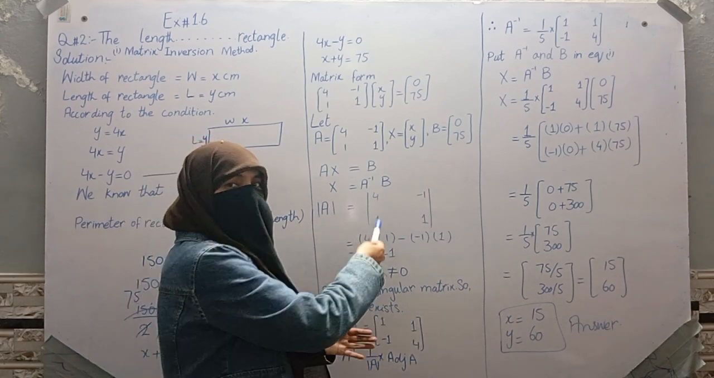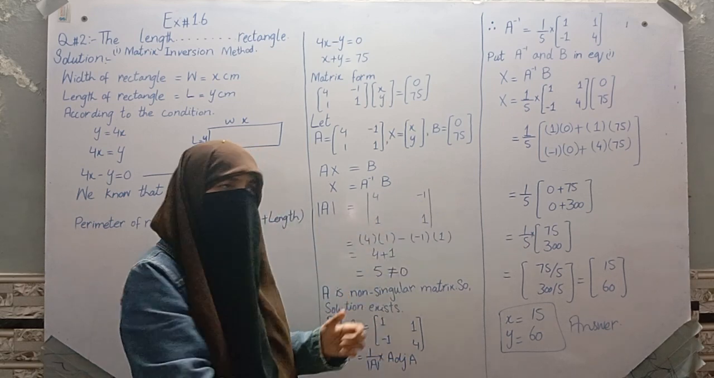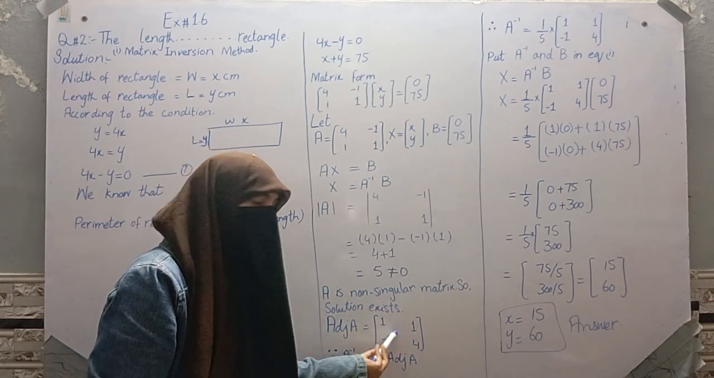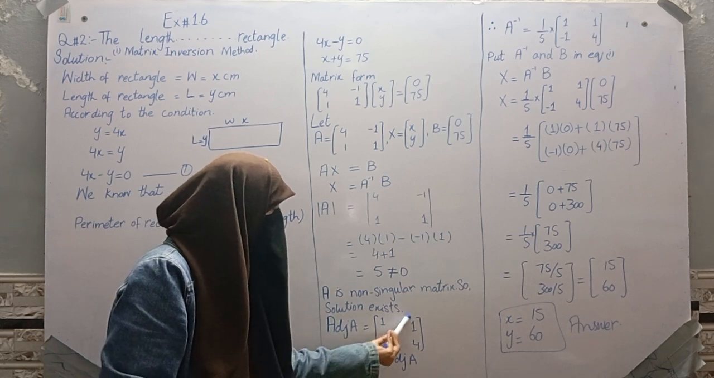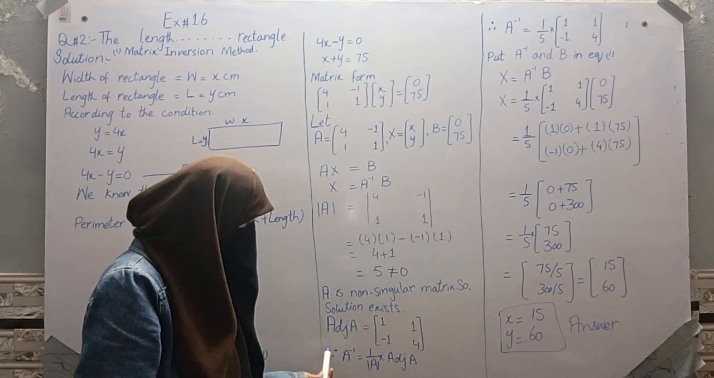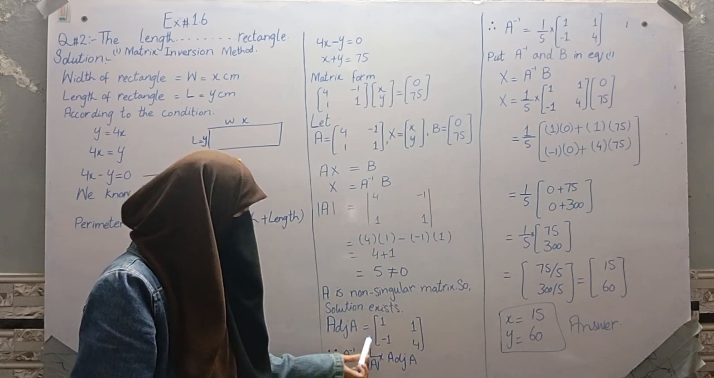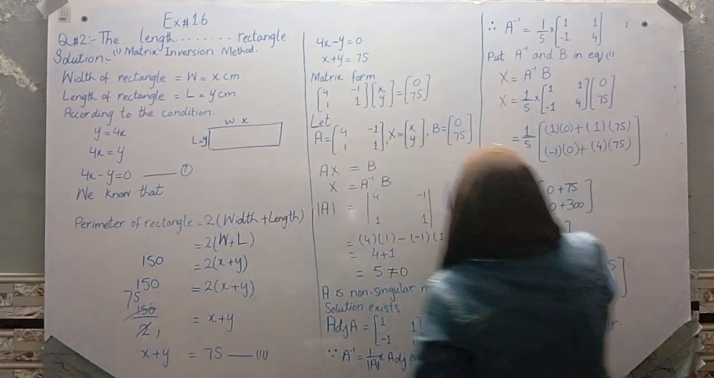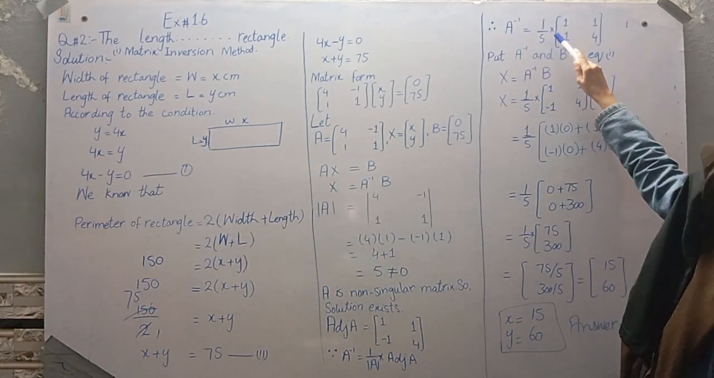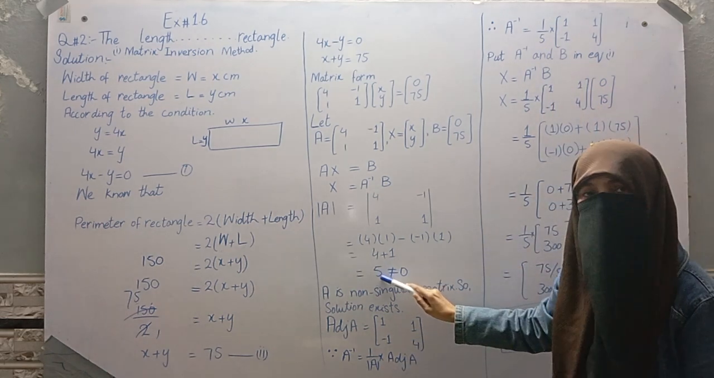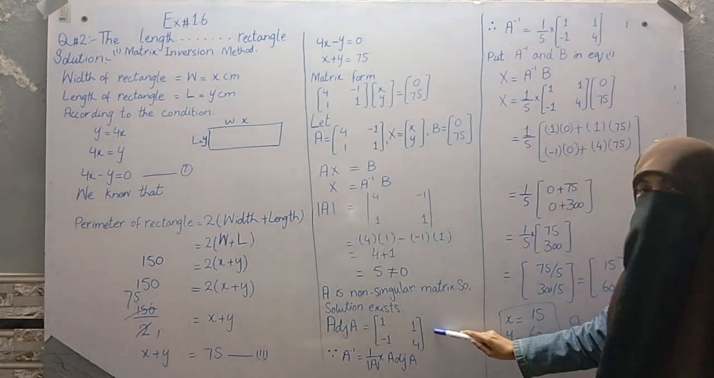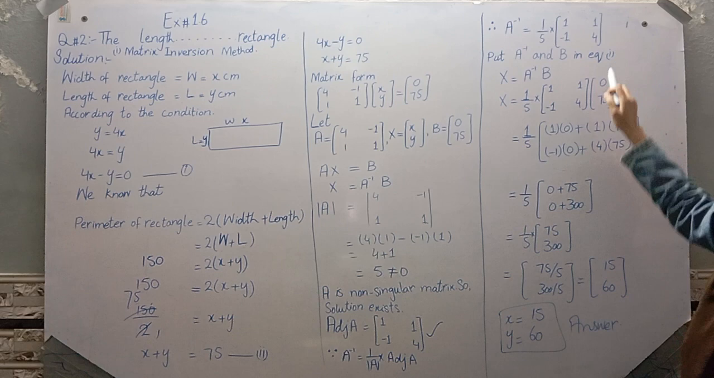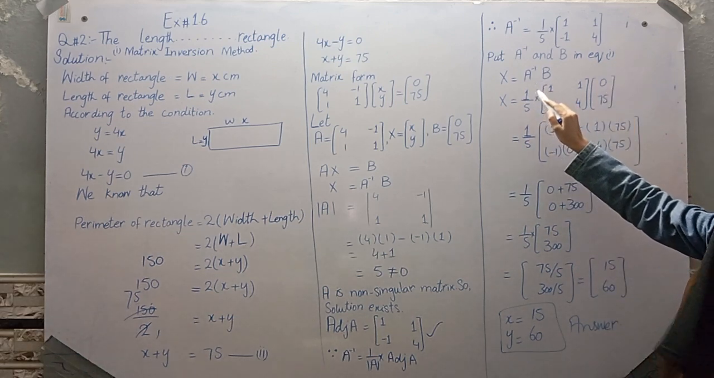So we come to the next step and we find the adjoint of A. In the adjoint of A, the diagonal entries we interchange in place, and the other off-diagonal entries we change the sign. Here you can see that I changed the places of the diagonal entries and the signs of the other entries. Now, as we know, A inverse is equal to 1 by the determinant of A multiplied by the adjoint of A. Therefore for A inverse we put the value 1 by 5, since the determinant is 5, and the adjoint of A is this matrix. Putting A inverse and B in the equation, X is equal to A inverse B.